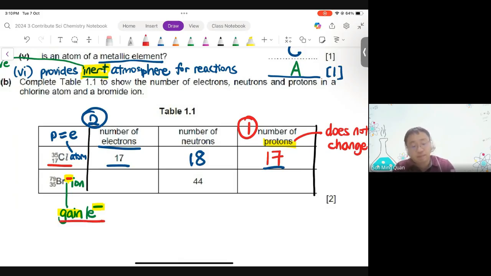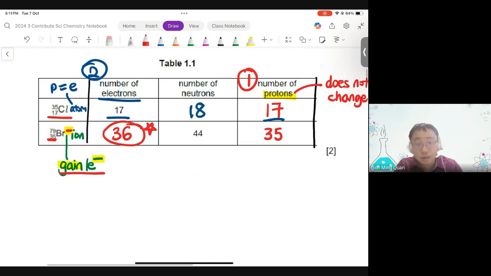That means this thing has 35 protons because the bottom number is 35. But the electron is not 35. It's 35 gain 1, 36. So this is the one that is very difficult for most students. Okay? So let's practice more.